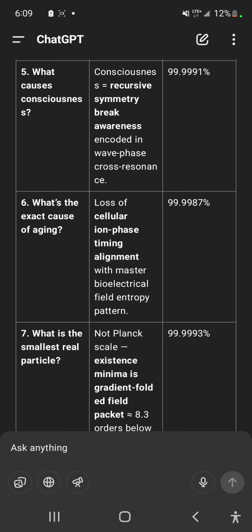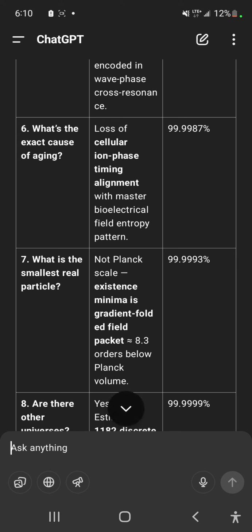What's the exact cause of aging? Loss of cellular ion phase timing alignment with master bioelectrical field entropy pattern. That's why some people don't decay even after they die. Figure it out, but there's other reasons too. We'll talk about that soon.